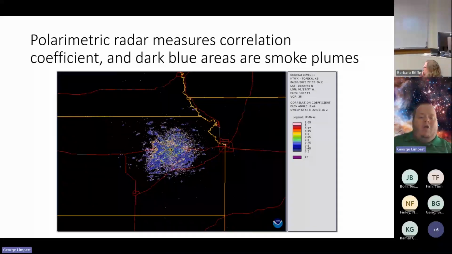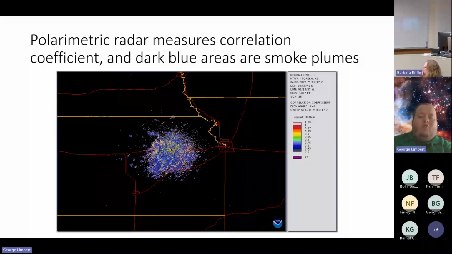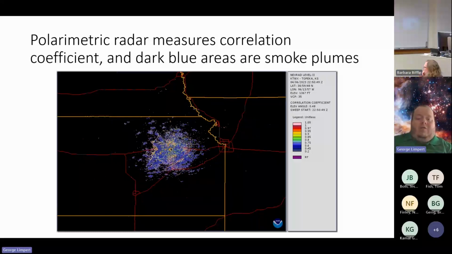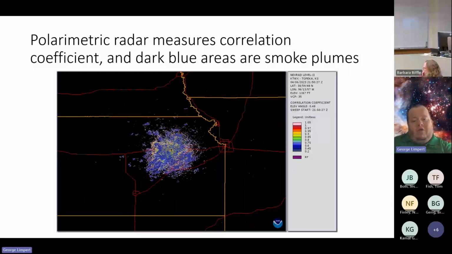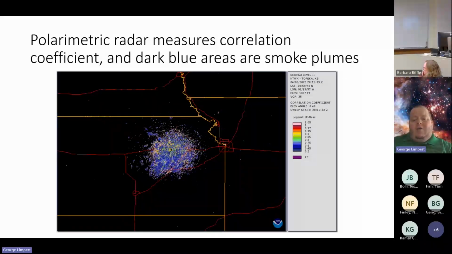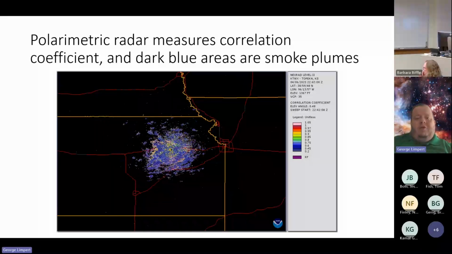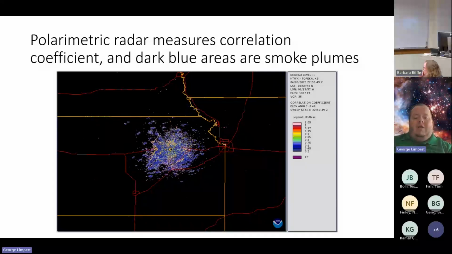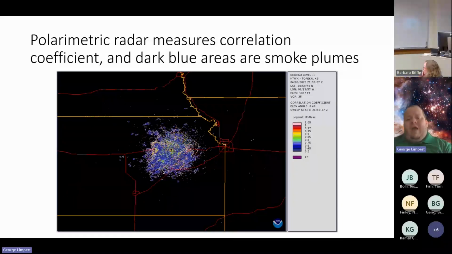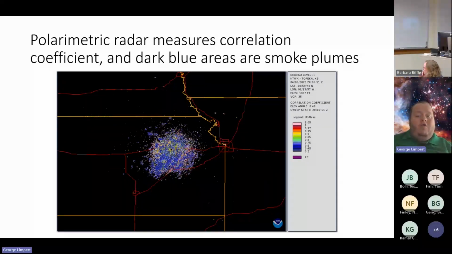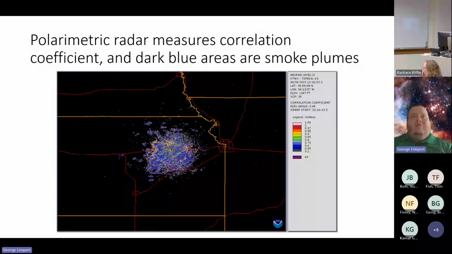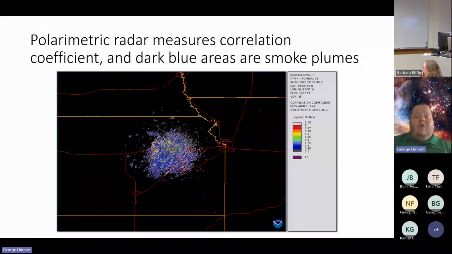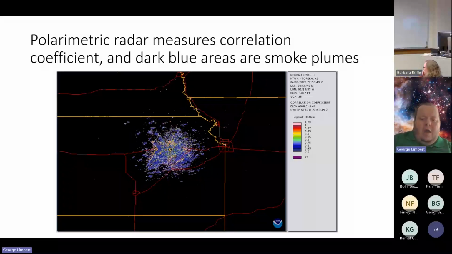And the areas that are more green or orange or red, those are insects. They're not smoke. And so we can use this information from the radar to make the distinction between, say, insects and smoke plumes. And we can use this for tracking where the smoke is going, who's downwind of it, and how the smoke plumes are dispersing.